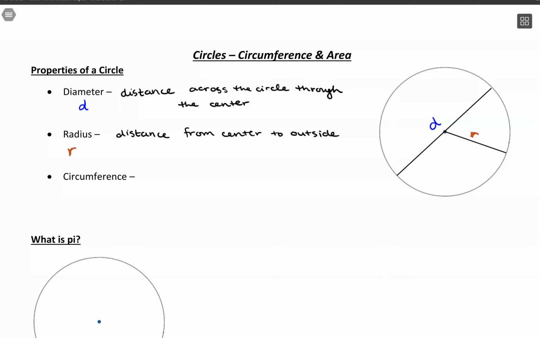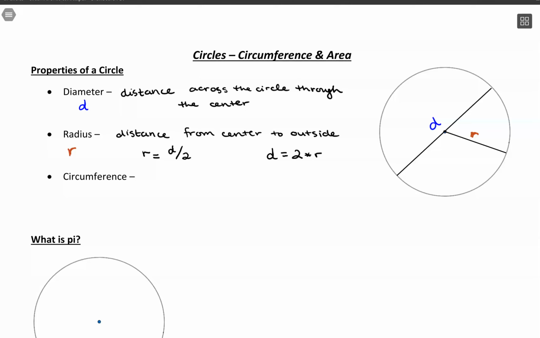Now, a property between diameter and radius is that the radius is just half of the diameter. So if you ever need to find the radius, given that you know what the diameter is, you can just divide that diameter by 2. Vice versa, you can find the diameter by taking 2 times the radius, and that's how you can convert between the two.